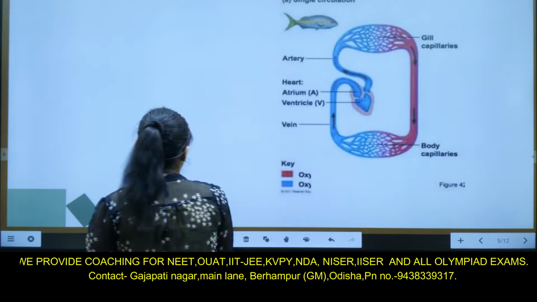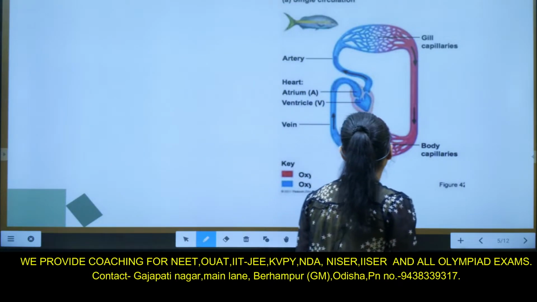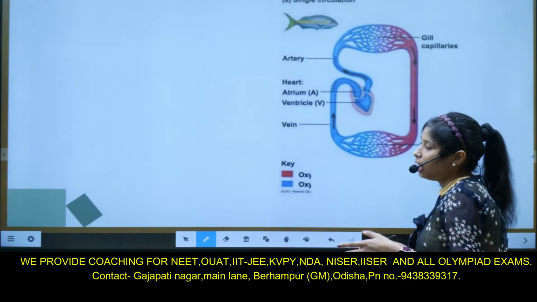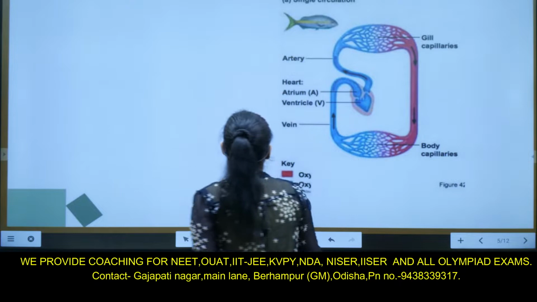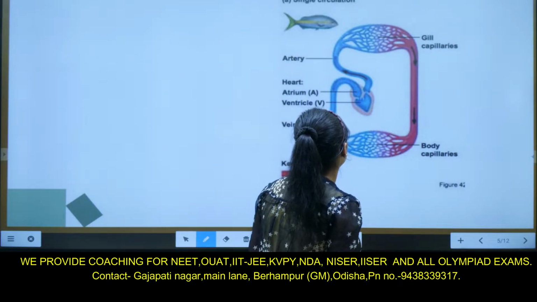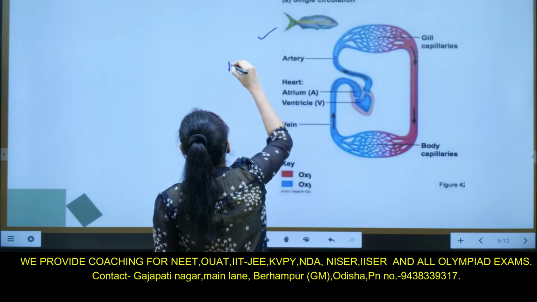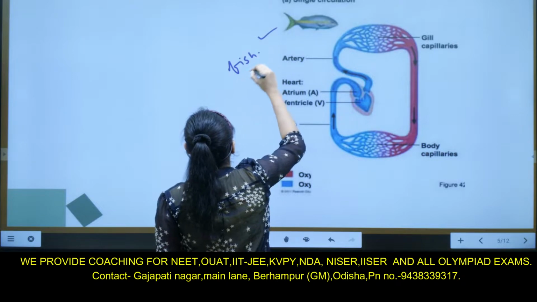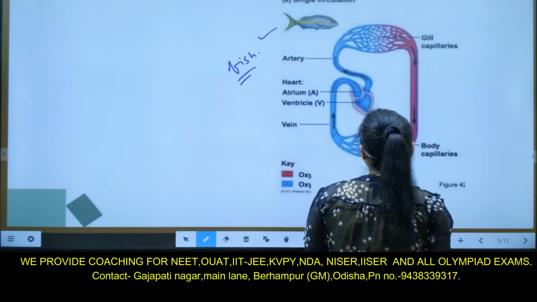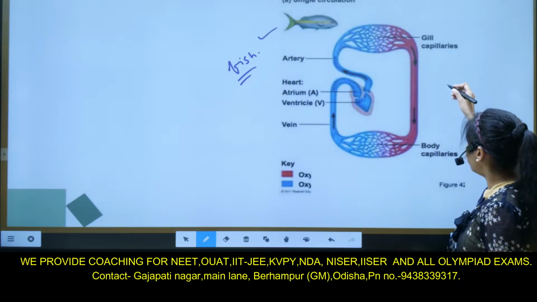So what is single circulation? Single circulation means when the blood passes through the heart only one time. Here is a beautiful diagram to know what single circulation is. I told you that single circulation often occurs in fish, different types of fishes. So first, how does it happen? So first, the blood goes through the body capillaries.